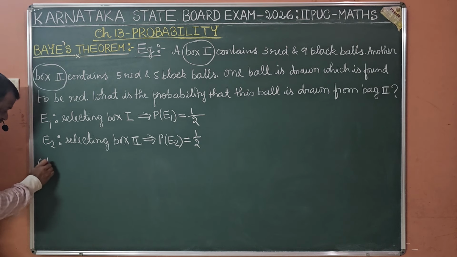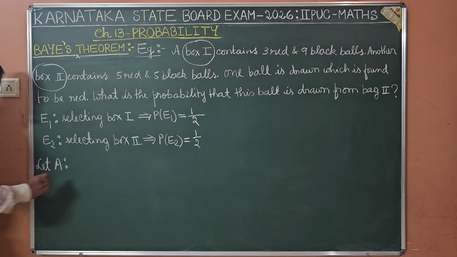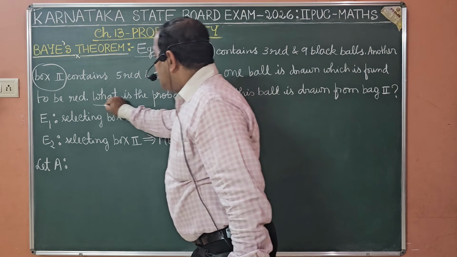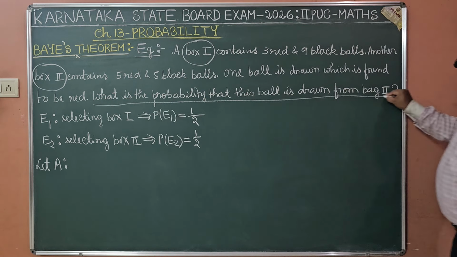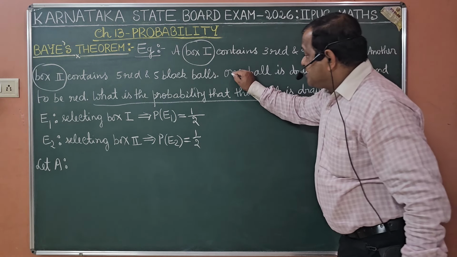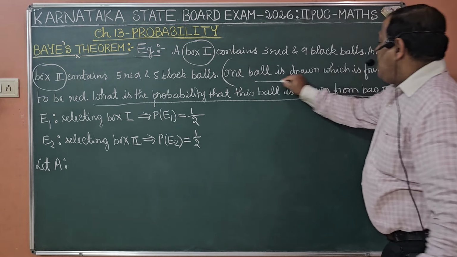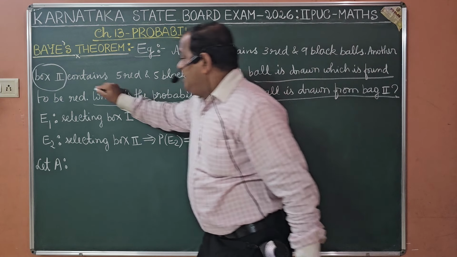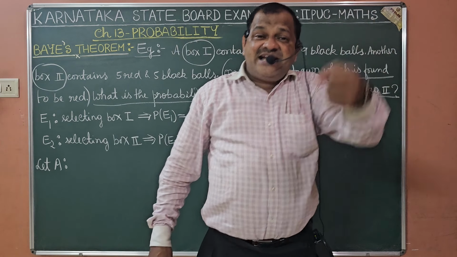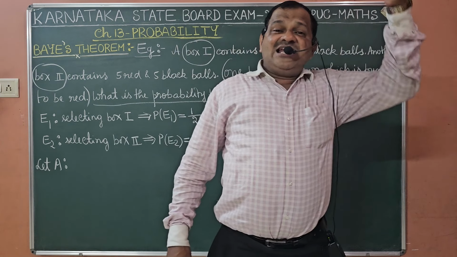Now I define the special event. Let the special event be A. I said the last but one sentence in the given question is always the special event. The last sentence starts from here: what is the probability that the ball drawn is from bag 2? Which is the last but one sentence? So this is the last but one sentence: one ball is drawn which is found to be red. Therefore, drawing a red colored ball is the special event A.